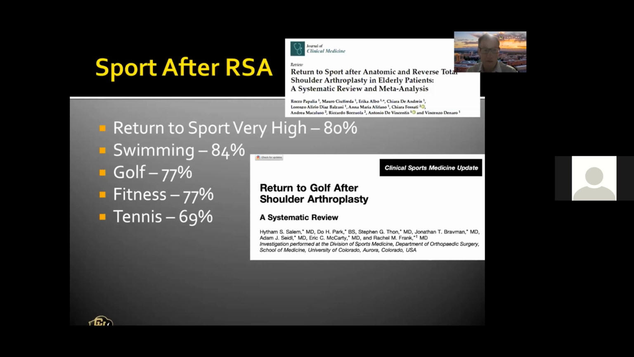So if you look at the numbers, about 84% of patients were able to return to swimming, 77% return to golf and fitness, and almost 70% return to tennis. So those rates are quite high after reverse shoulder replacement.